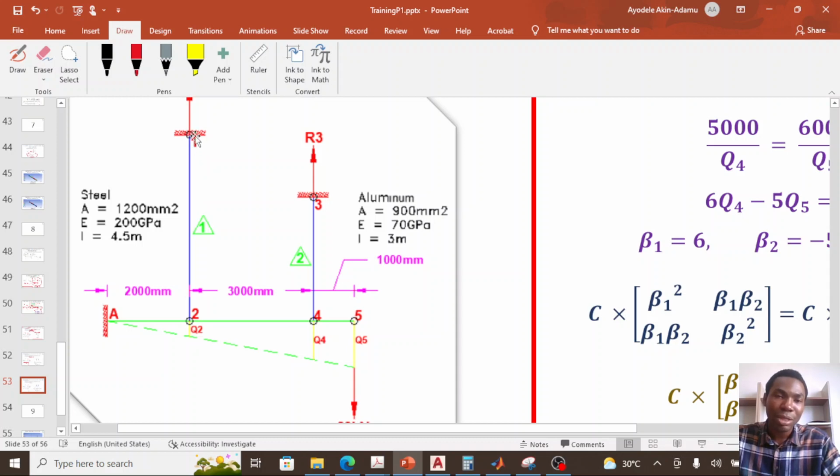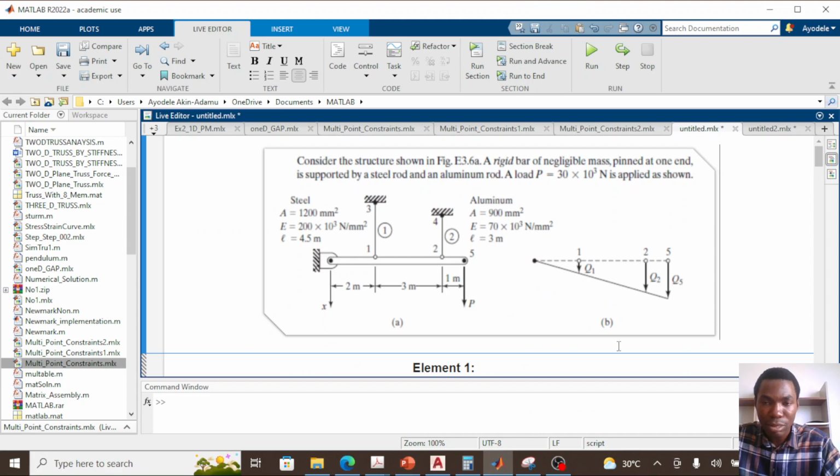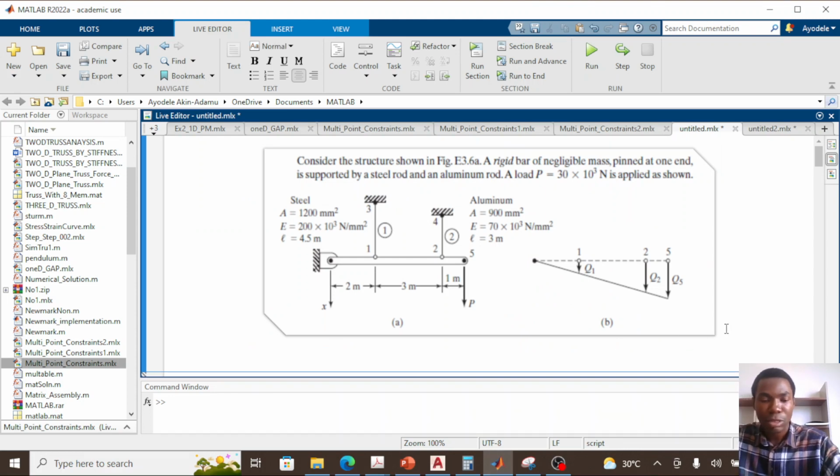The node at this support is my node 1. The node at this support is my node 2. The node at this support is my node 3. The node at this support is my node 4. And the node at this support is my node 5. Okay, let me copy this image so that I can paste it in my MATLAB working environment, so we don't need to switch.